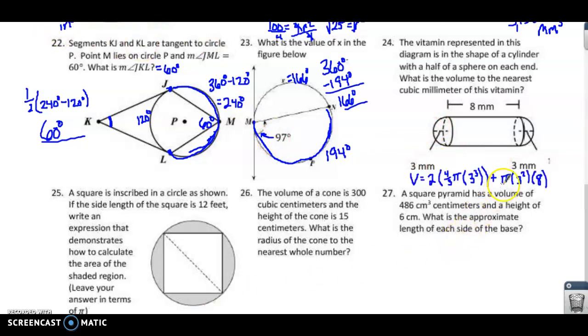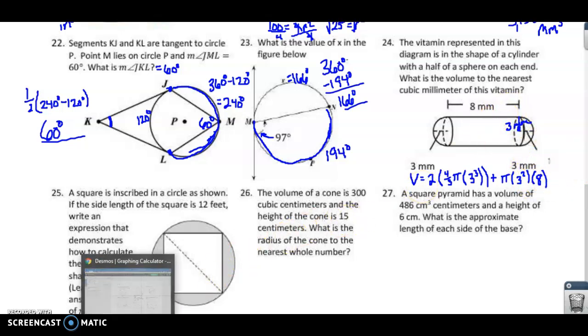All right, I paused the video so I could write this down for you, but the volume of each hemisphere is 4/3 pi r cubed, 3 cubed. We've got 2 hemispheres here, so I'm multiplying by 2. And then I've got the volume of this cylinder. Well, that's pi, the radius is going to be the same here, that's going to be 3 millimeters, and then times the height of the cylinder, which is 8.